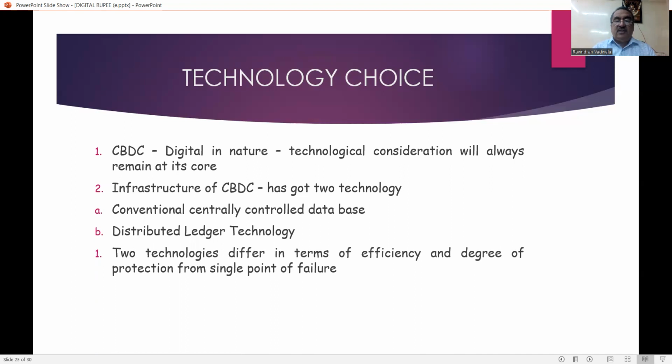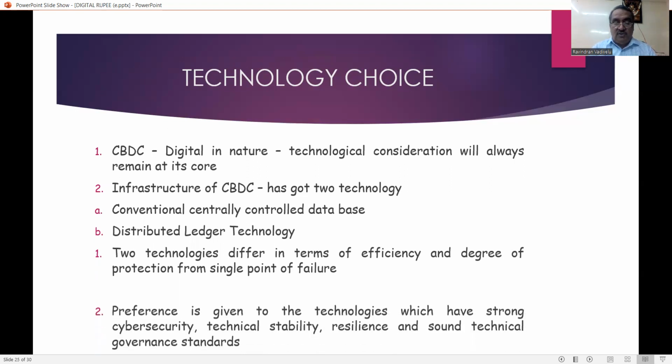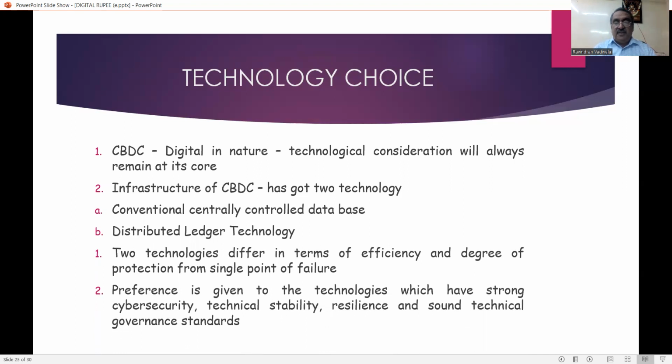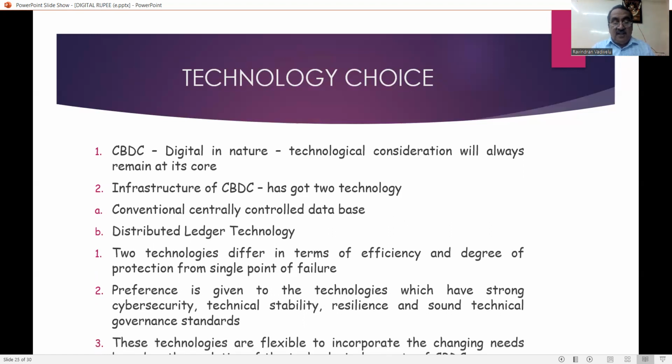In some cases, one has failed, one has achieved. So the usage differs from person to person. Preference is given to the technologies which have strong cybersecurity, technical stability, resilience, and sound technical governance standards. These technologies are flexible to incorporate changing needs.